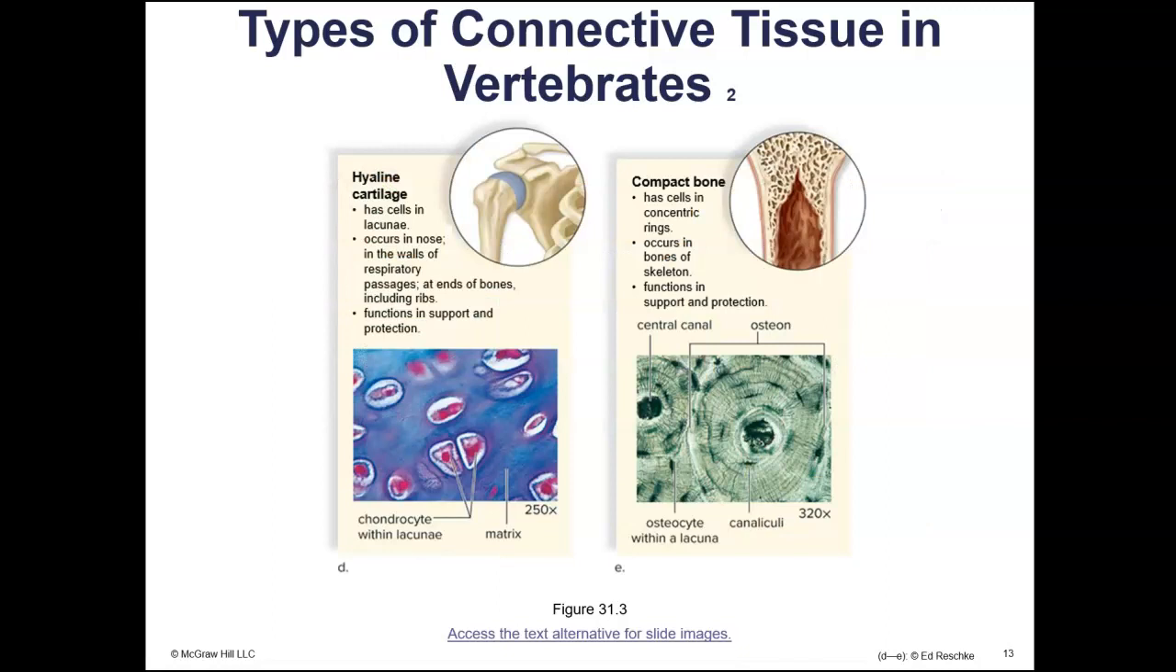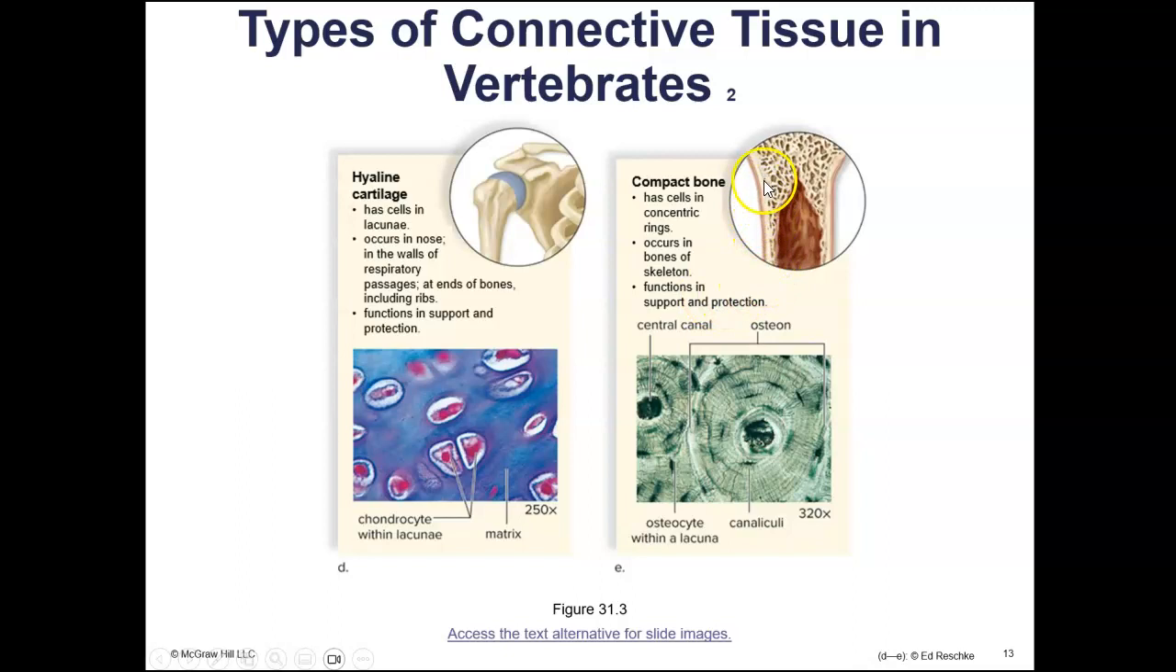Then we have cartilage and bone, which is our supportive connective tissue. This one image is hyaline cartilage that you see here in blue surrounding the end of your upper arm bone called the humerus, and it is protecting the end of that bone so that it won't rub against the scapula or shoulder blade, which is what it's connected to. So we have hyaline cartilage at the ends of our bones, including our ribs.